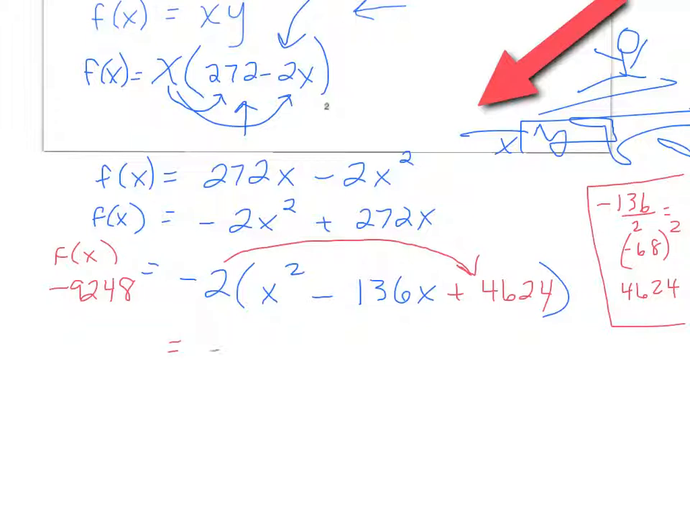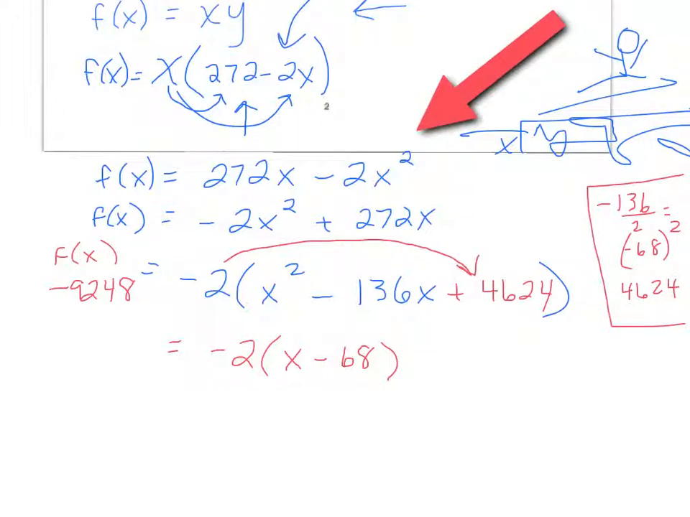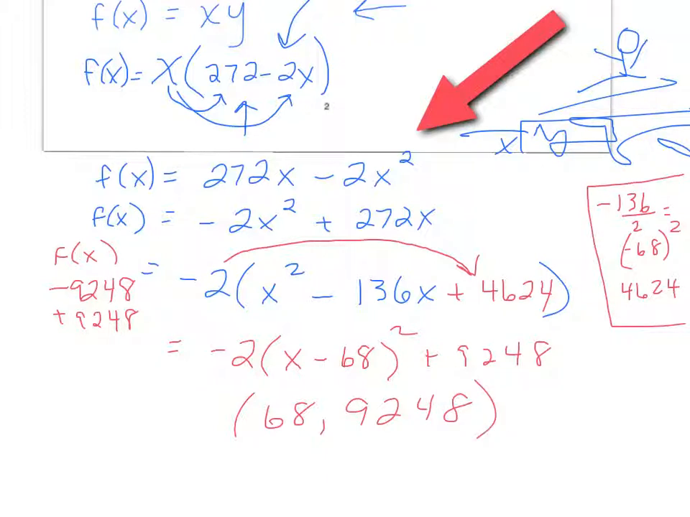So, -2 stays out front. You have done your completing the square steps, so what's left is x minus 68, because that's what you got over here when you took half is -68. So that always goes in your parentheses. Squared. And then when you bring that over, you have to add, so my vertex, 68, 9248, but now we have to interpret it based on this question, which is now covered up.